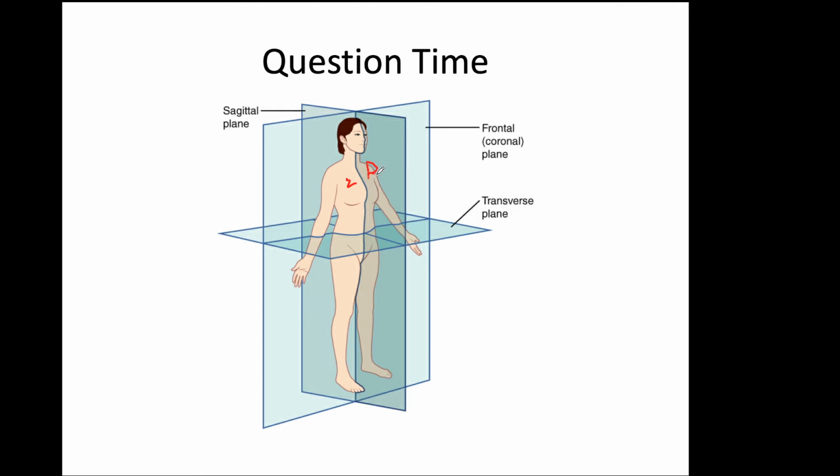Left and right. Whereas frontal splits from ear to ear, into posterior and anterior. Frontal splits you into posterior and anterior. Transverse is top and bottom. And that's what the Wilson's chest electrodes do. Whereas the other two, they're in the frontal plane.